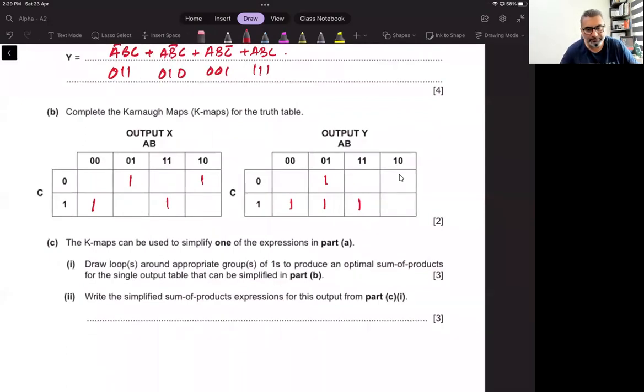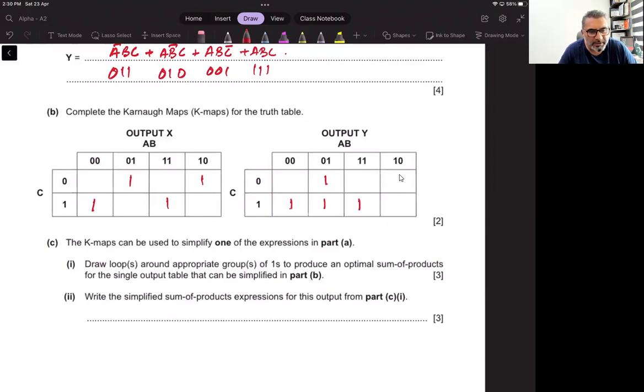Okay. So we have done it. Now part C. K maps can be used to simplify one of the expressions in part A. Okay, draw loops around appropriate groups of ones to produce an optimal sum of products for the single output table that can be simplified in part B. Write the simplified sum of product expression of the output from part C1. Draw loops around appropriate groups of ones producing an optimal.